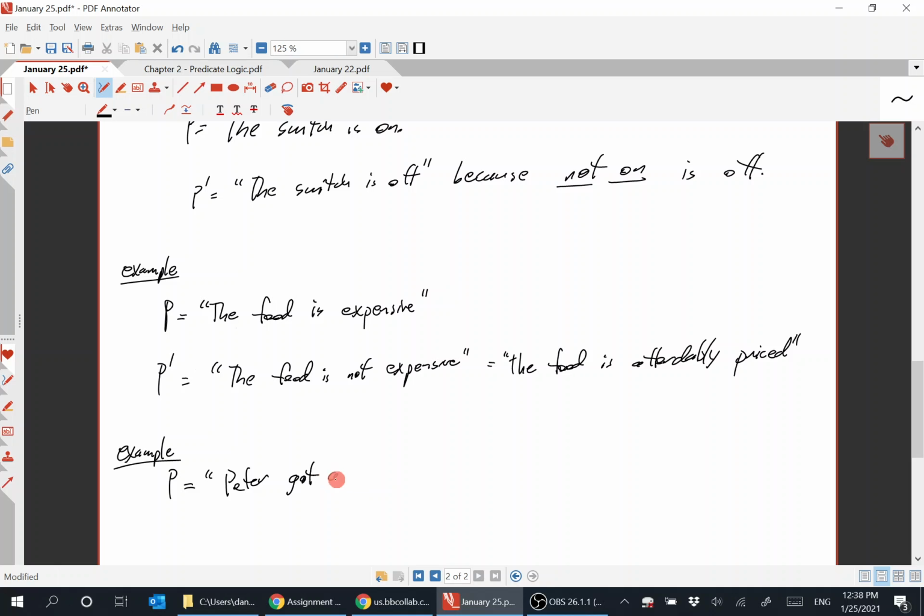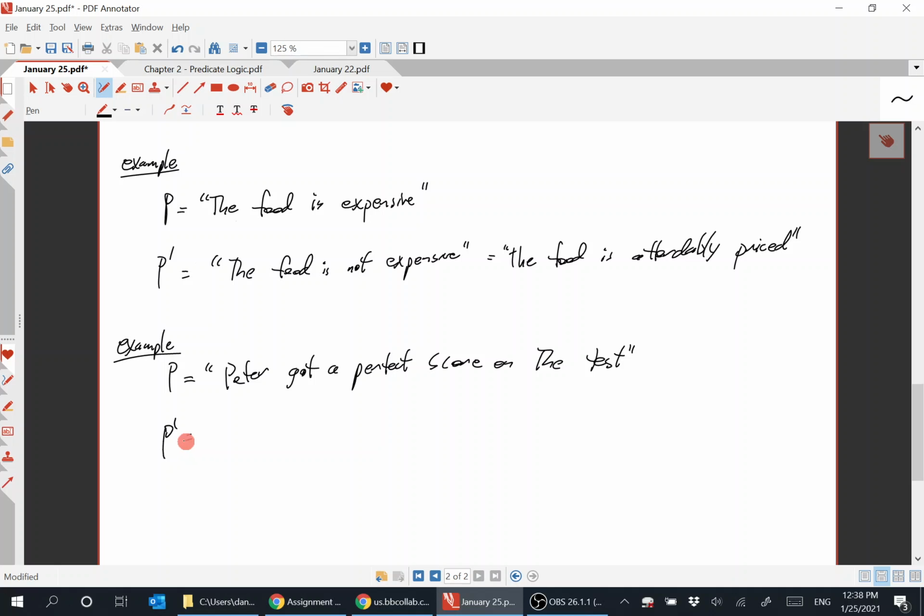P is Peter got a perfect score on the test. So P naught is, Peter did not get a perfect score on the test. There's no antonym of perfect necessarily. The antonym of perfect score would mean maybe a terrible score, but not perfect doesn't include just terrible. It includes anything less than the top score.